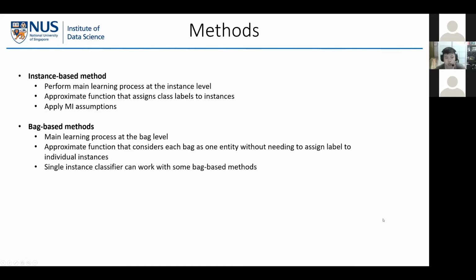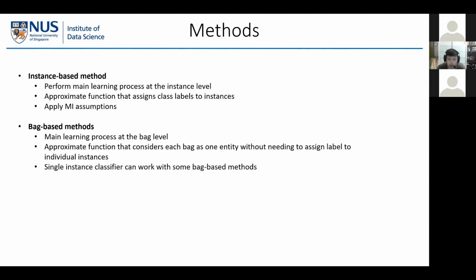So let's recap what we have learned so far. We have gone through some examples of the multiple instance learning problem. We have also gone through two main methods to deal with it. The first one is called the instance-based method. In instance-based methods, the main learning process happens at the instance level. The idea is that we want to learn a function that assigns class labels to instances. Usually these class labels represent a probability of whether each instance belongs to a particular class, the positive or negative class, depending on the problem at hand. Then we combine those probabilities by applying multiple instance assumptions.